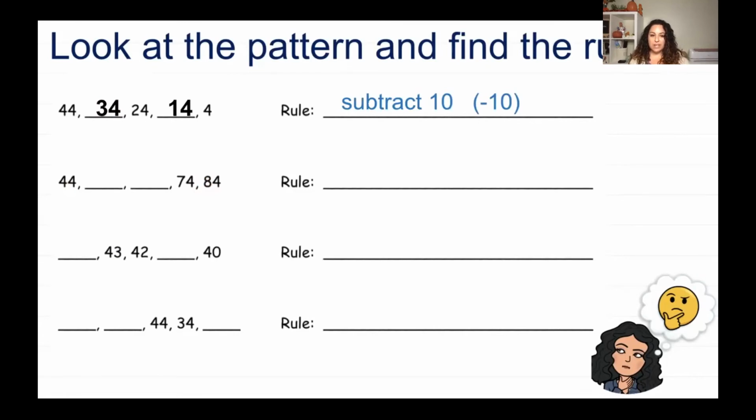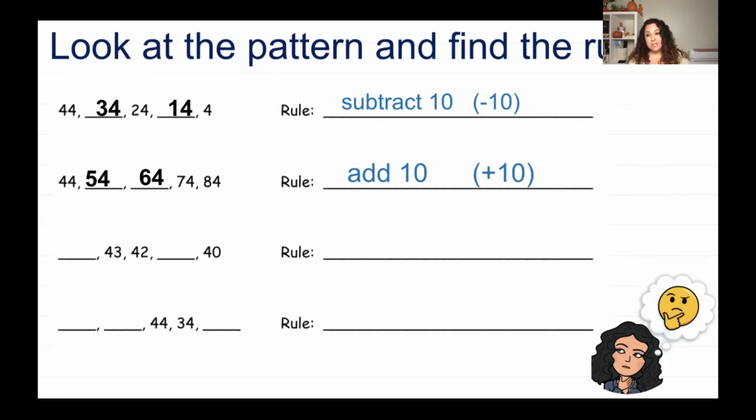Well, let's figure that out. 44, I'm definitely going up. So am I going up by 1? Is the next number 45? I don't think so. I'm making some pretty big jumps there. So it's 44, 54, 64, 74, 84. I'm definitely adding 10.